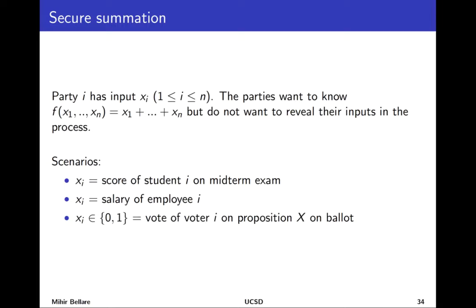So here's a few examples. Suppose you wanted in a class to compute the average score on the midterm exam, and this wasn't made available in any other way. So the students each have a score, but they don't want to reveal their scores. They just want to know the sum, which is equivalent to the average, because the average is the sum divided by the number of students. So that would be a case of this problem. How do I compute the sum of the scores of all students without revealing individual scores?